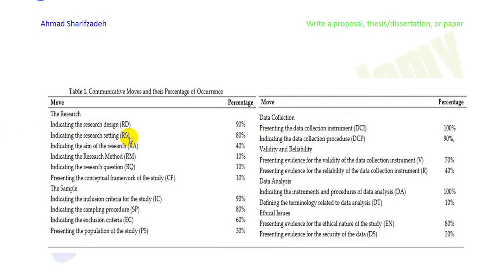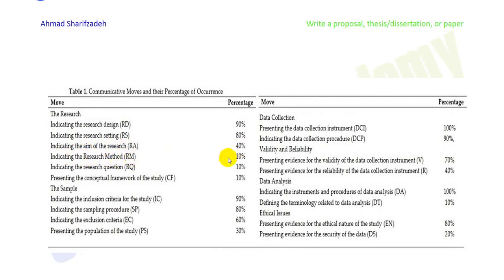For example, at Oxford University. Okay, or you can tell some other places, the place of study. Indicating the aim of the research, 40%, because we talk about the aim of research in the introduction section as well. 60% of researchers did not include it here.